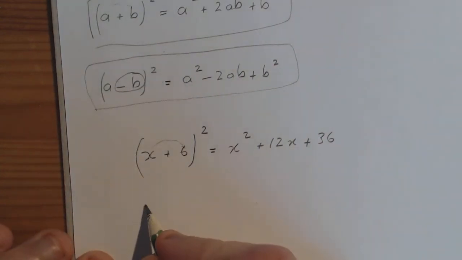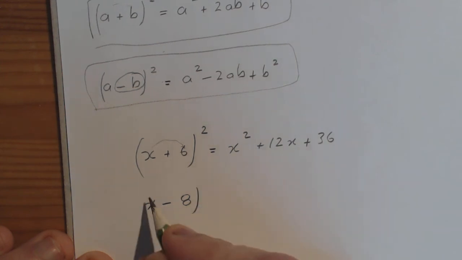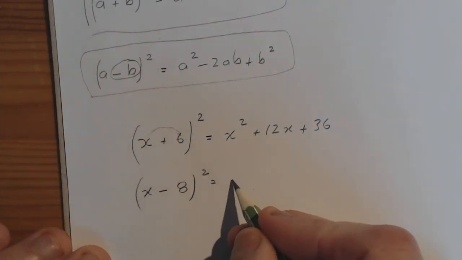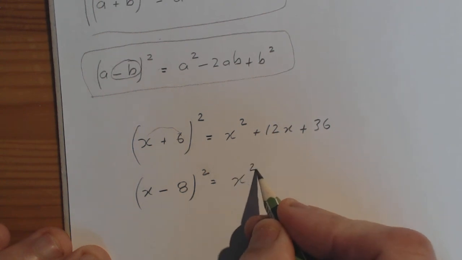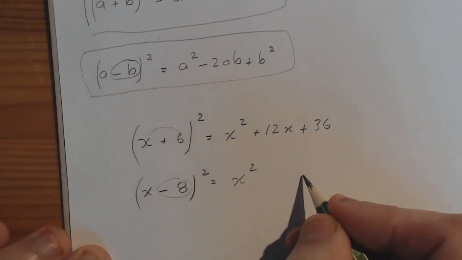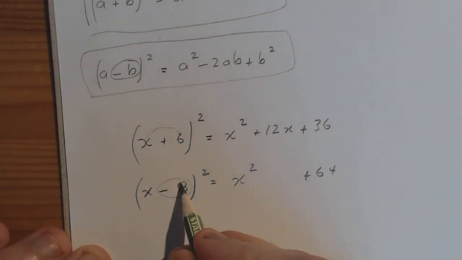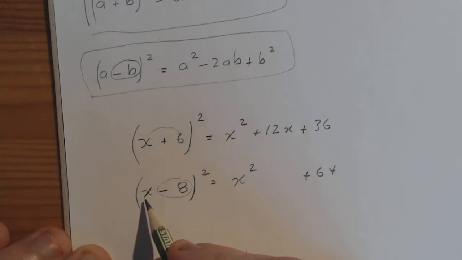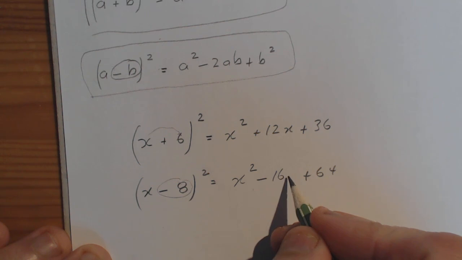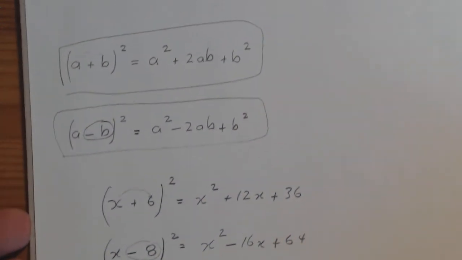Let's do one more here. We have x minus 8 all squared. Now I square the first term, get x squared. Square the last term here, which is negative 8 times negative 8, gives plus 64. Now here I multiply the negative 8 times x and get negative 8x. Double it, I get negative 16x. And that is how we expand perfect squares.